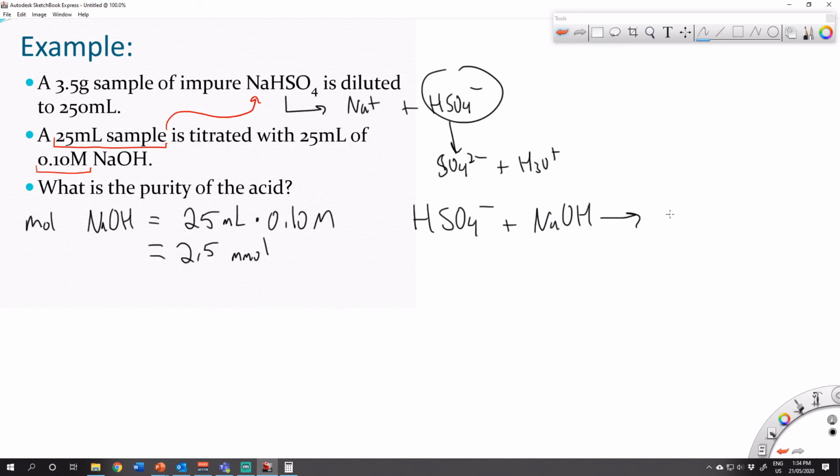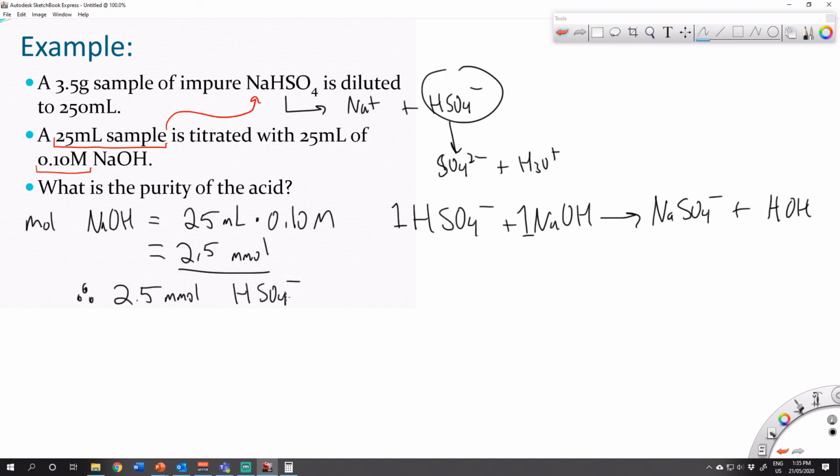The sodium hydroxide will neutralize the hydronium coming off of that. So here we can safely say this is going to be a 1-to-1 ratio. If I have 2.5 millimoles of NaOH, then I will have 2.5 millimoles of HSO4 minus.